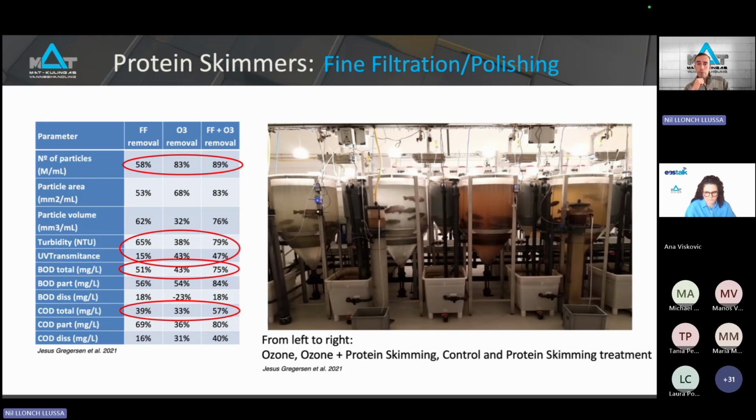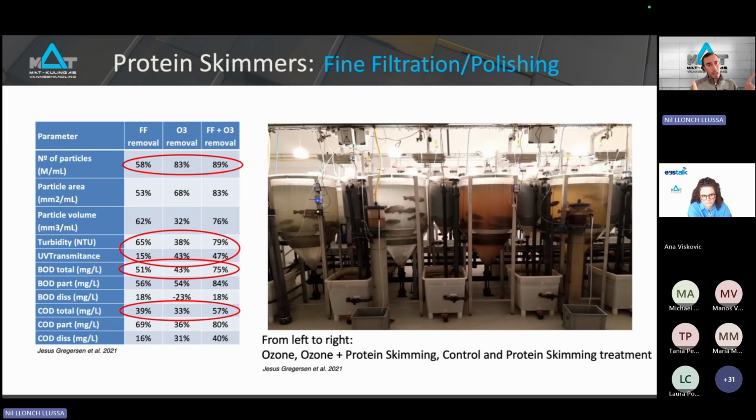FF stands for foam fractionation. This is protein skimming. It can also be called like that. Then O3 stands for ozone treatment. And the last one is a combination of both. In general, it can be seen that the ozone treatment alone was better than the foam fractionation alone.